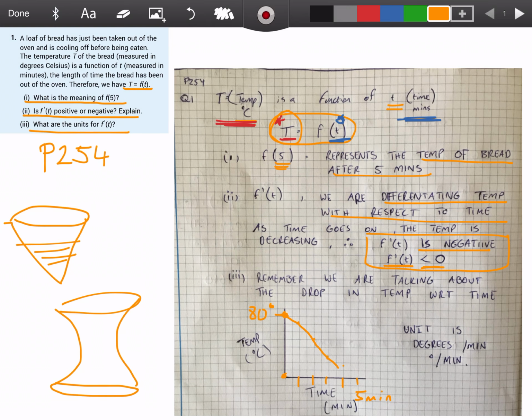The temperature is dropping as time is increasing, okay? So the temperature is going down while the time is going up. So that's why we see this negatively sloped shape on the graph, okay? And our unit is degrees per minute. Usually we'll put minutes at the end, and I've mentioned that in the next question. But degrees per minute, because I'm looking at the change in temperature with respect to time.